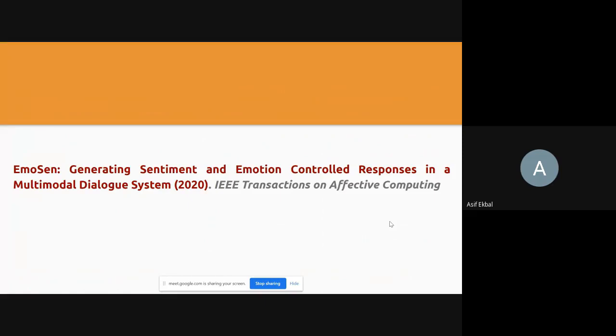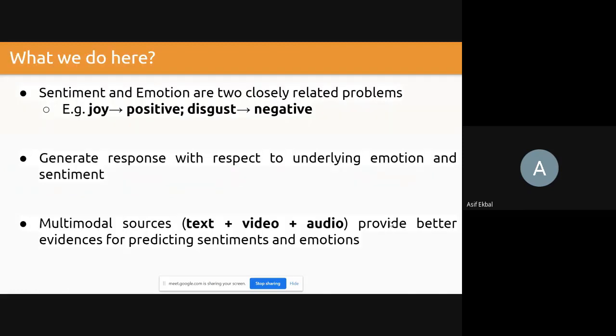Then also recently we published a work on how we can incorporate sentiment and emotions in a multimodal dialogue system. Multimodal means not only text. So far we have discussed only text. But if you have the audio, video, etc., along with the text, then what will happen? So, what is meant by sentiment and emotion orientation? Because sentiment and emotion have a relation. For example, joy emotion is related to positive sentiment. Disgust emotion is related to negative.